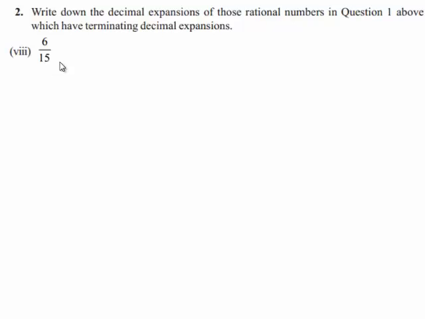Now let us move on to the next rational number that has terminating decimal expansion. So the rational number is 6 upon 15. So the rational number can be simplified as 6 and 15 are multiples of 3. Therefore 6 by 15 can also be written as 2 by 5.